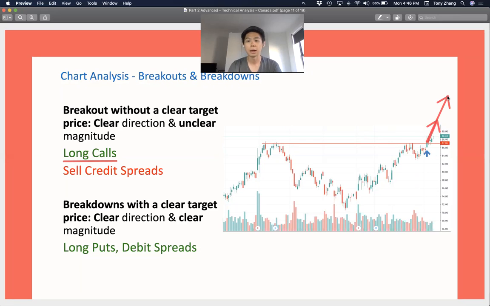When you think it's going to be a quick and fast move, think about it. If this is maybe a biotech stock where there's some news coming out, or maybe a more technology stock that you think is having a new product launch and it's going to accelerate pretty quickly, that's when you want to buy a call.